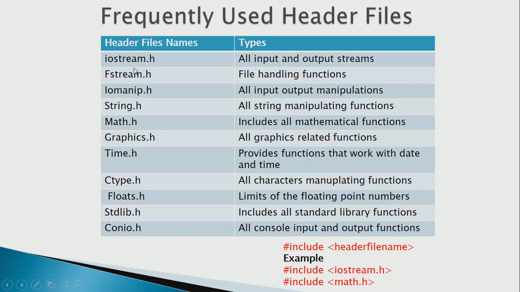So now we look at some of the header files and what they are doing. iostream.h basically handles all input and output streams. fstream.h handles file handling functions. iomanip.h handles all input-output manipulations. string.h handles all functions related to strings. Math.h includes all mathematical functions. So if you want to find any mathematical function, then that will be included in this header file.